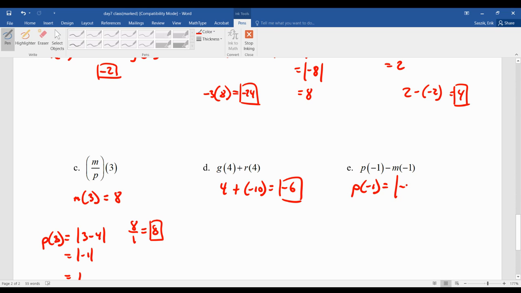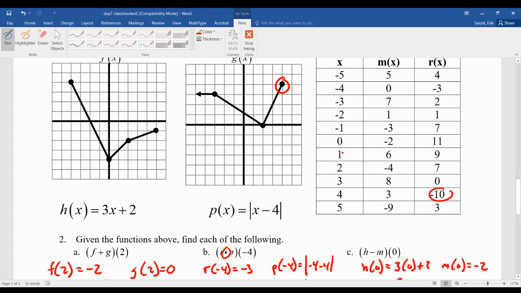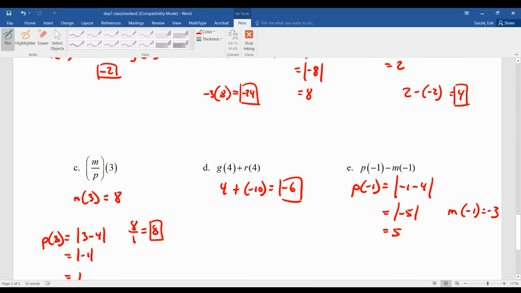P of -1, absolute value of -1 minus 4. Remember, don't turn that into a positive. You got to do -1 minus 4, which is -5, and the absolute value is +5. Now, M of -1, that's just from the table. There's the -1. It goes to -3. And we have to subtract these things. So 5 minus a -3 would be +8.